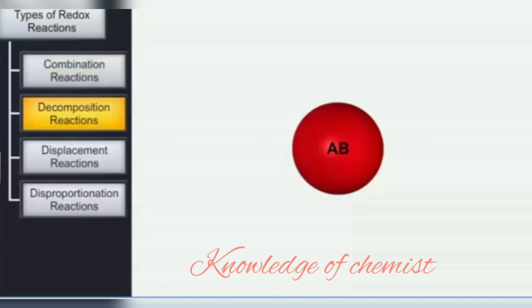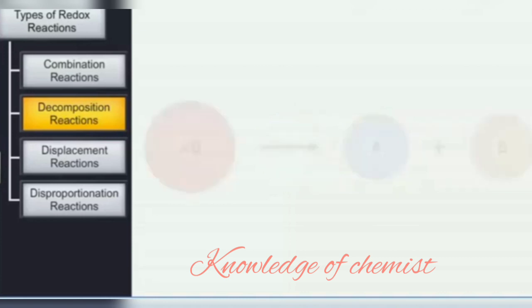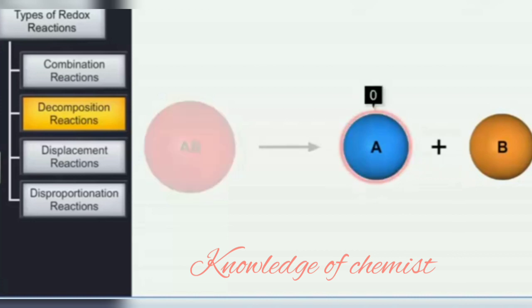Let's look at decomposition reaction. Decomposition means breakdown. Thus, a decomposition reaction is a chemical reaction in which a compound breaks down into two or more substances. It is the opposite of combination reaction and can be represented as shown here. For a decomposition reaction to be a redox reaction, it is essential that at least one of the products of the decomposition reaction is in the elemental state.